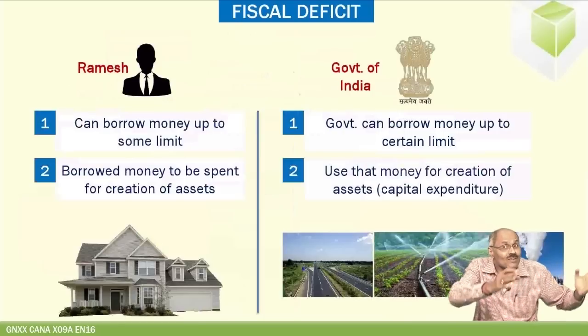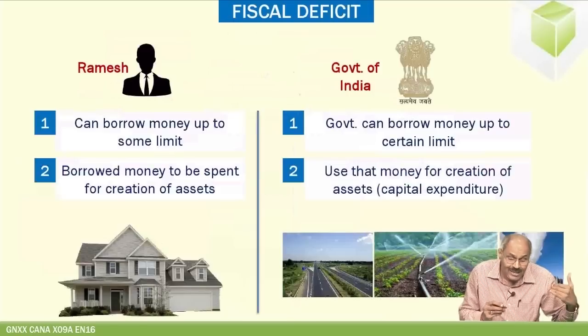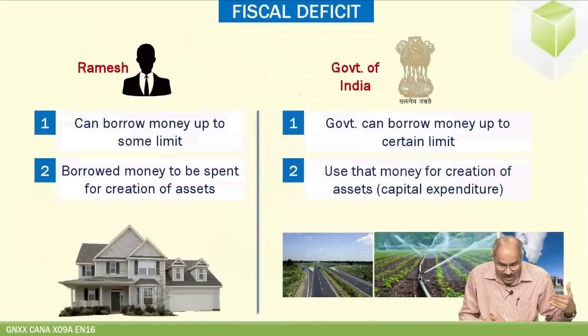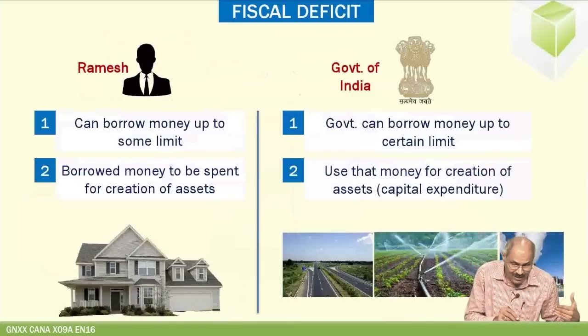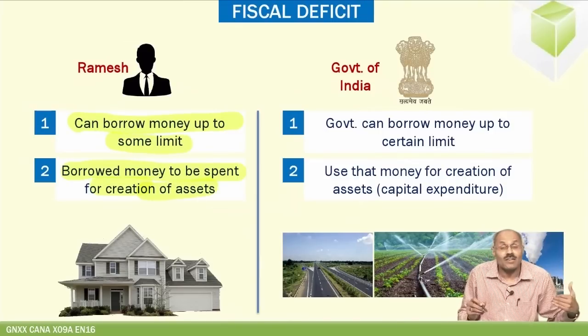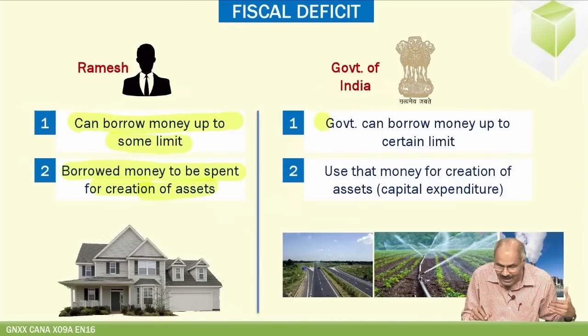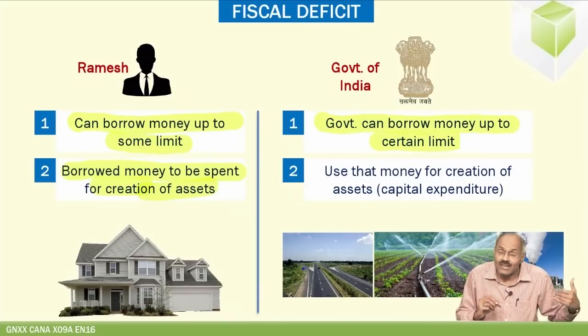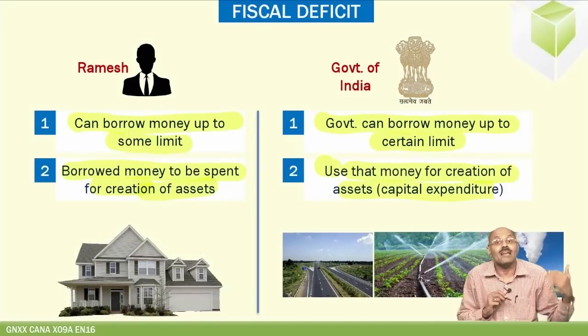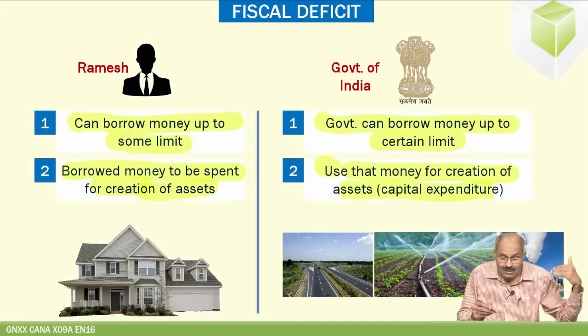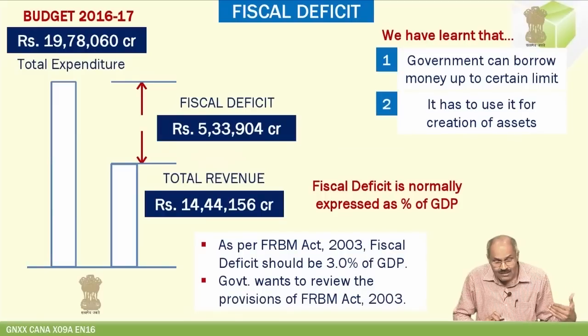As we have seen in the case of Ramesh, Ramesh can borrow money up to a certain limit. Not only up to a certain limit, the borrowed money is to be used for creation of assets. These 2 things we have seen in the case of Ramesh. Similarly, in the case of Government of India also, government can borrow money up to a certain limit. Then the second important point is, government has to use that money for creation of assets, that is capital expenditure. And having learned this, let us look into this.